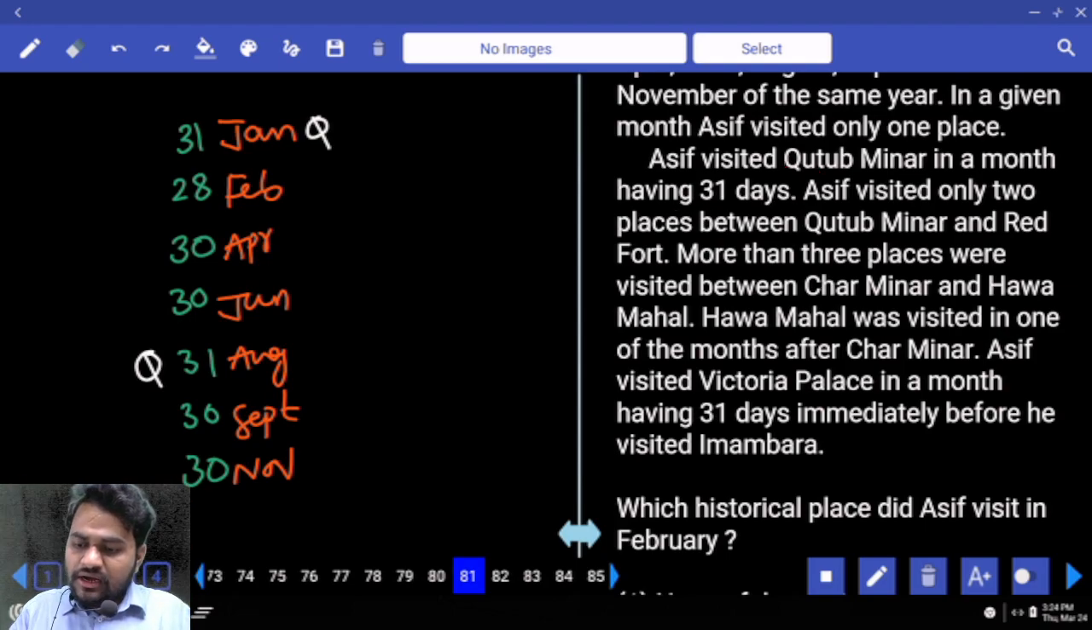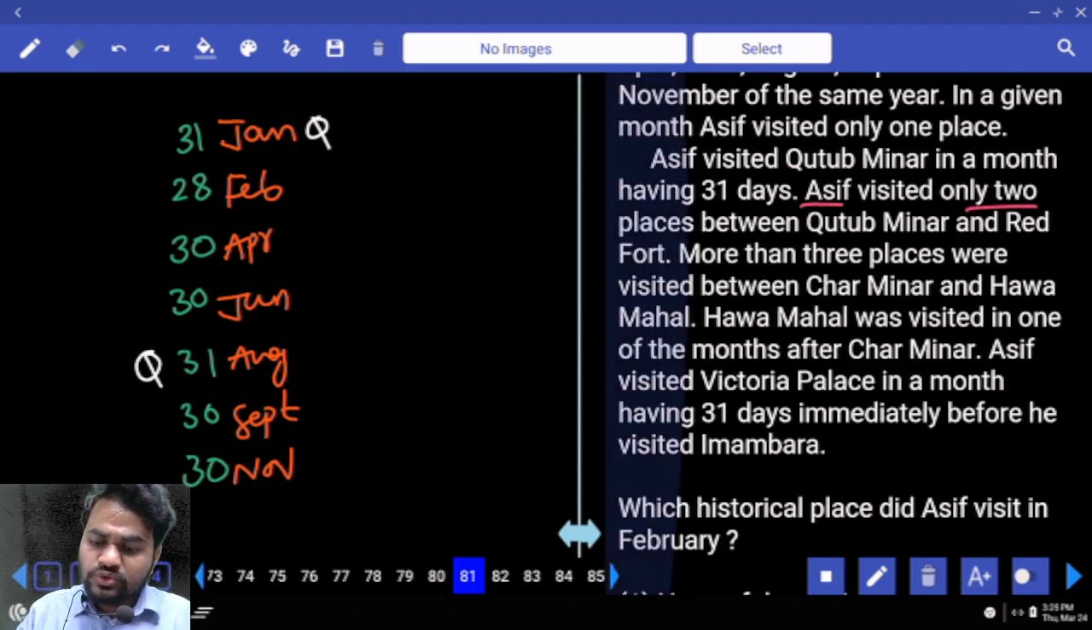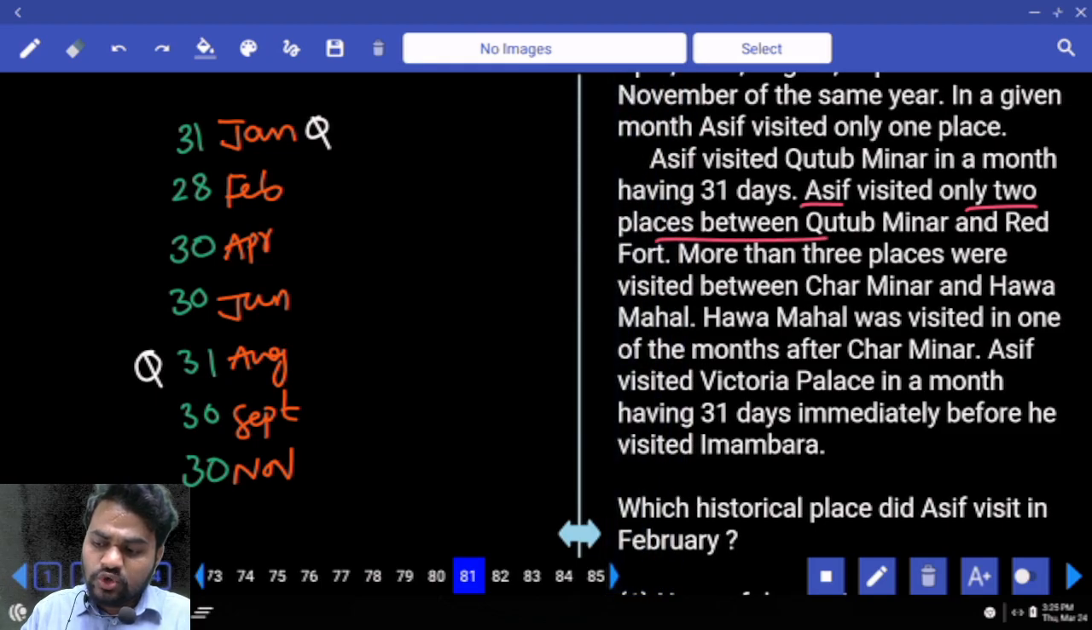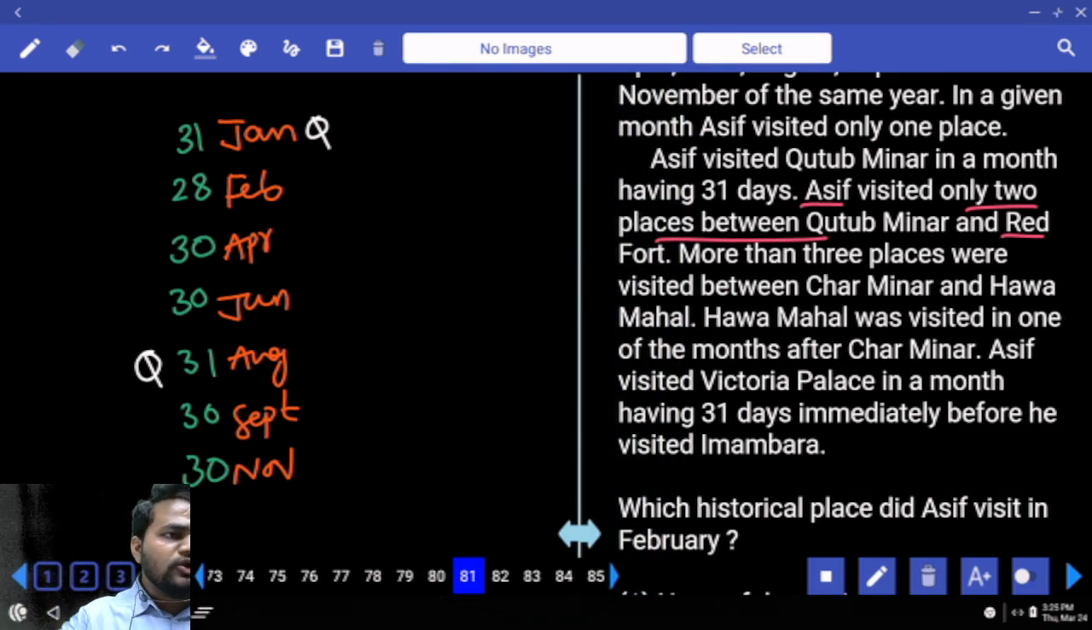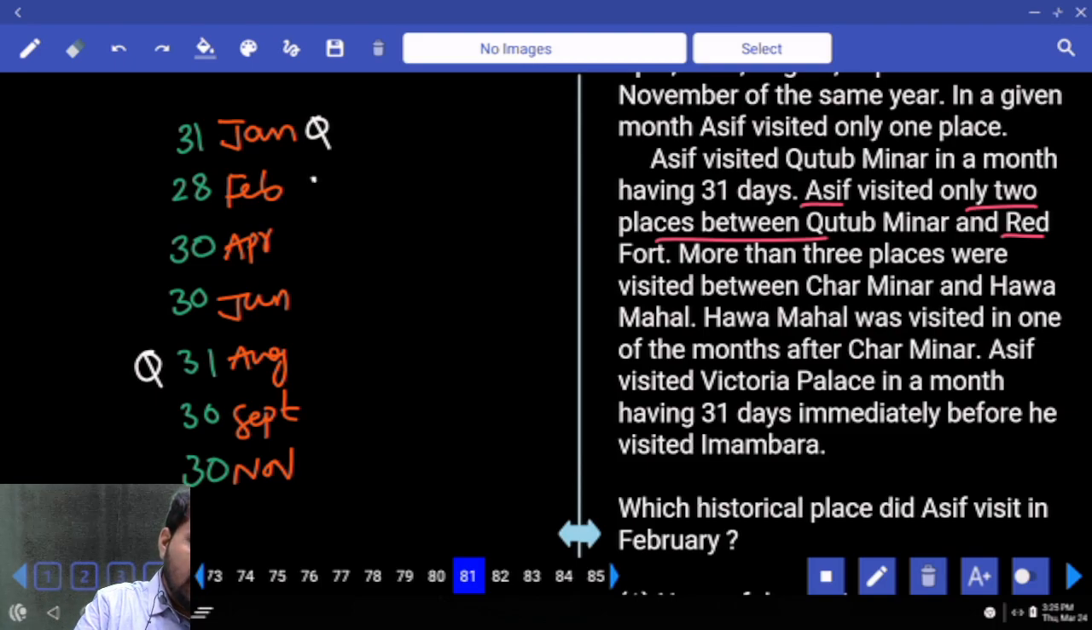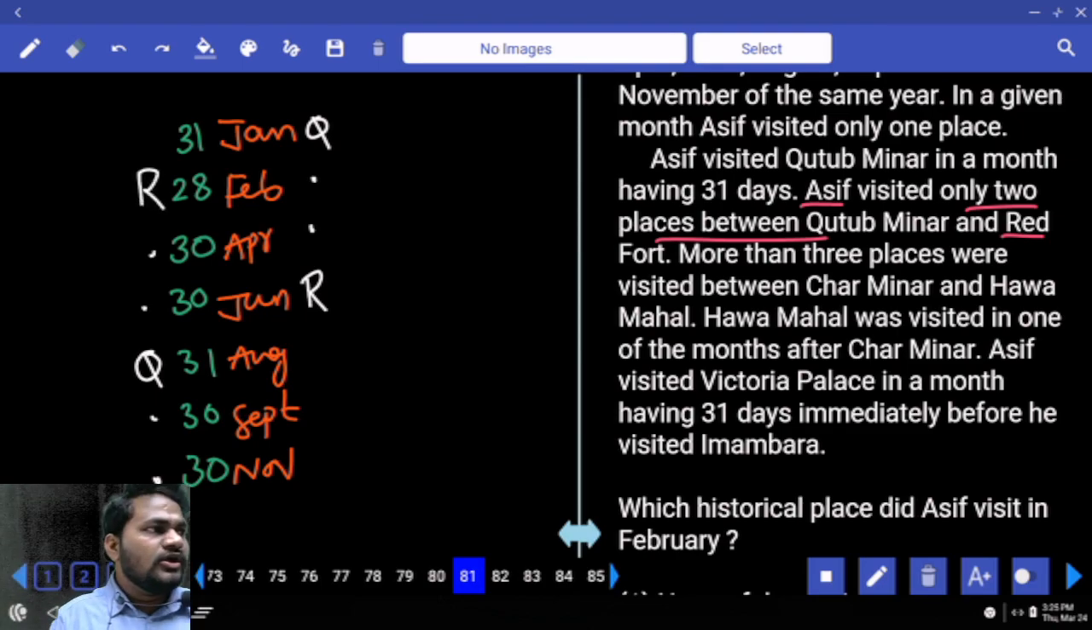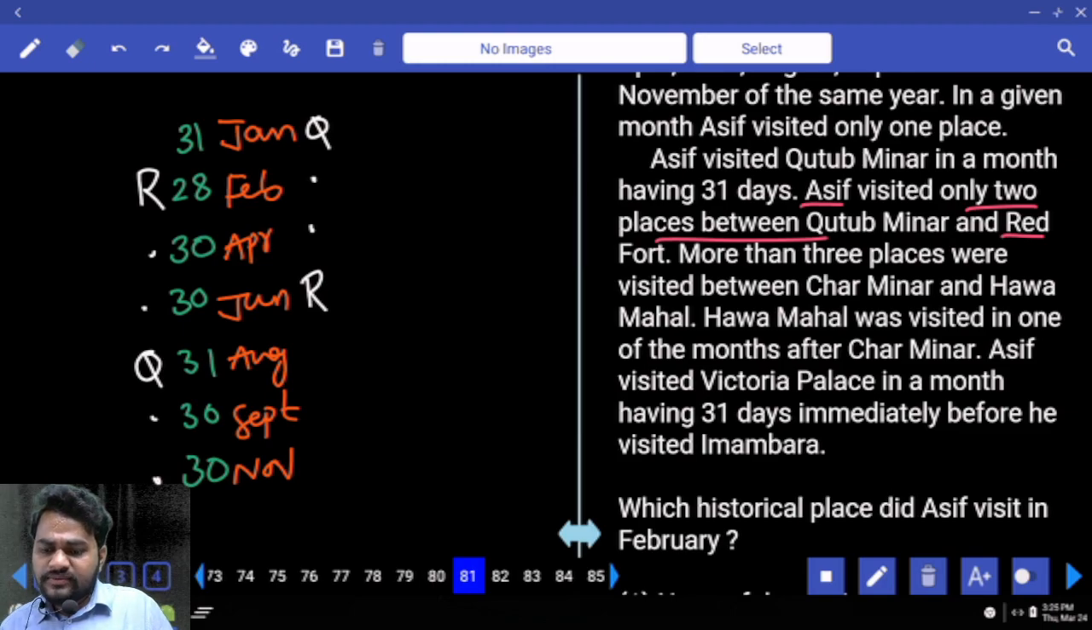Next, Asif visited only two places between Q and R. Only two places between Q and R. 1, 2, it is the place of R. 1, 2, no place for R. 1, 2, it is the place of R. 2 between Q and R.